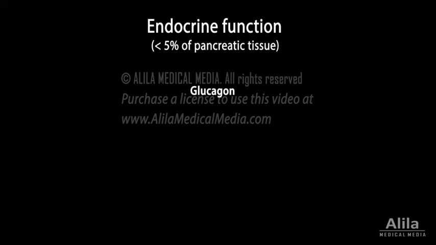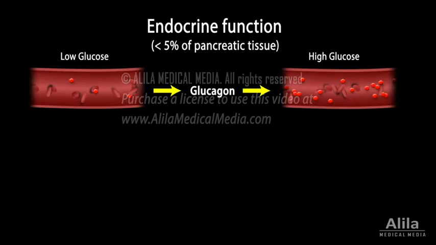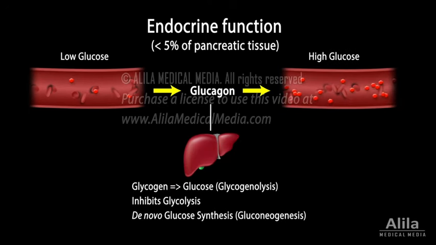Glucagon, on the other hand, is secreted mainly in response to low blood glucose. Glucagon brings blood glucose level up by promoting glucose production and inhibiting glucose breakdown in the liver, basically antagonizing the effect of insulin in the liver. Glucagon also stimulates energy production from non-carbohydrate sources.